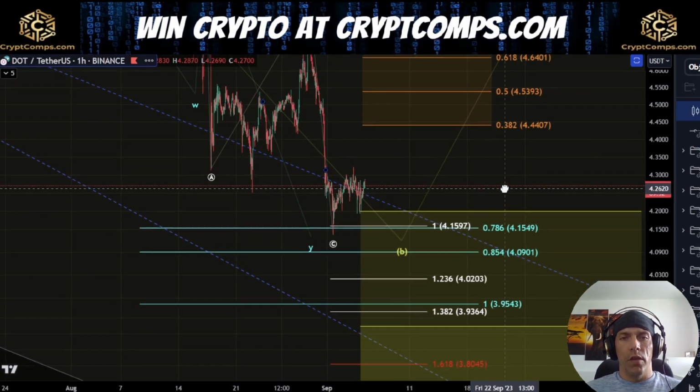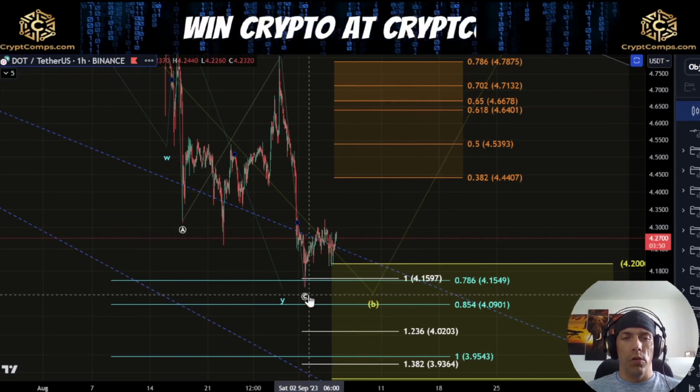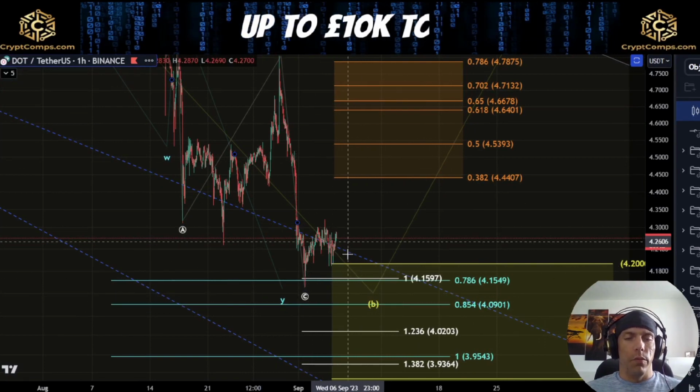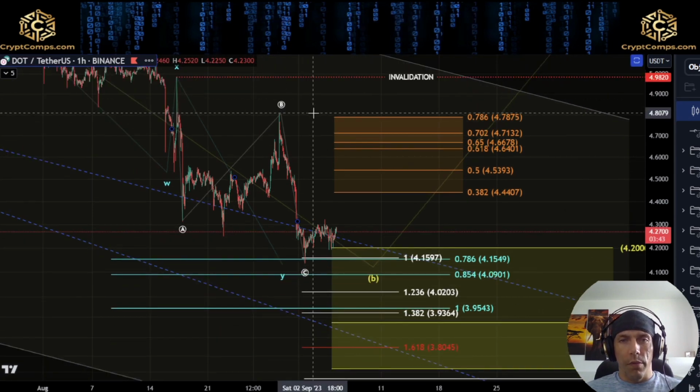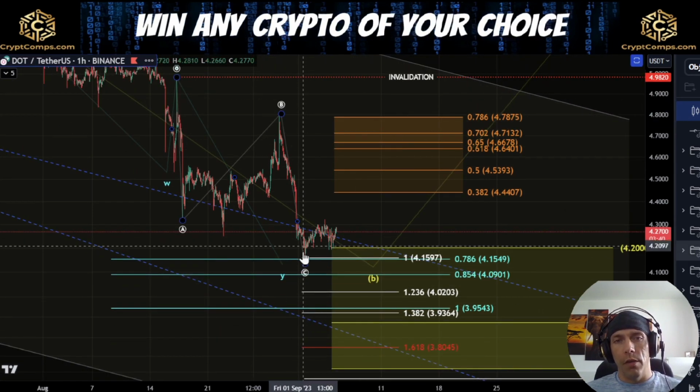So within this idea, what we're looking for is the potential that we could have a reversal pretty soon out of this area. Though until we actually take this B wave high of this 480, we need to be careful of continuation.